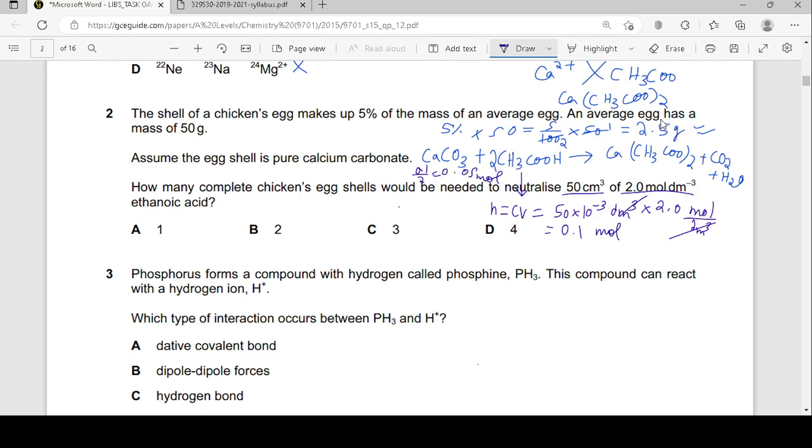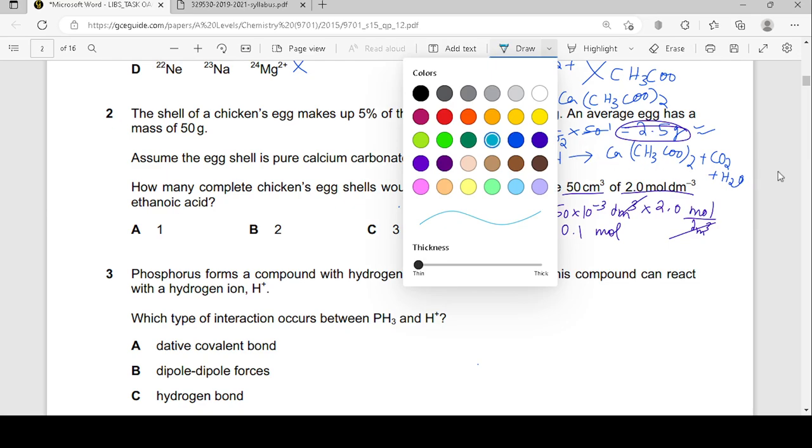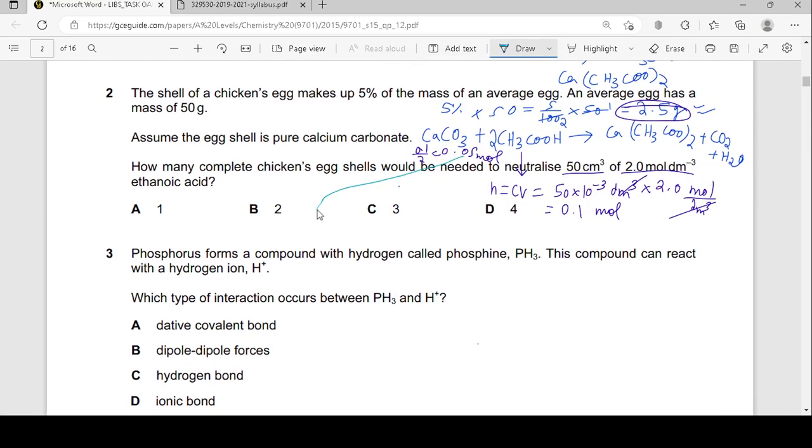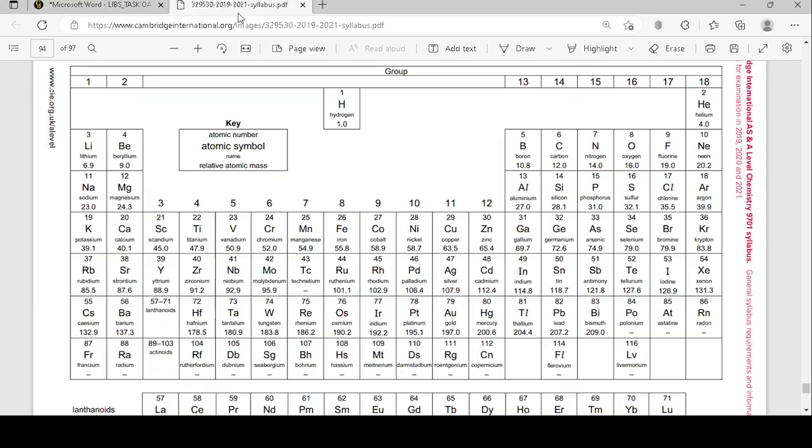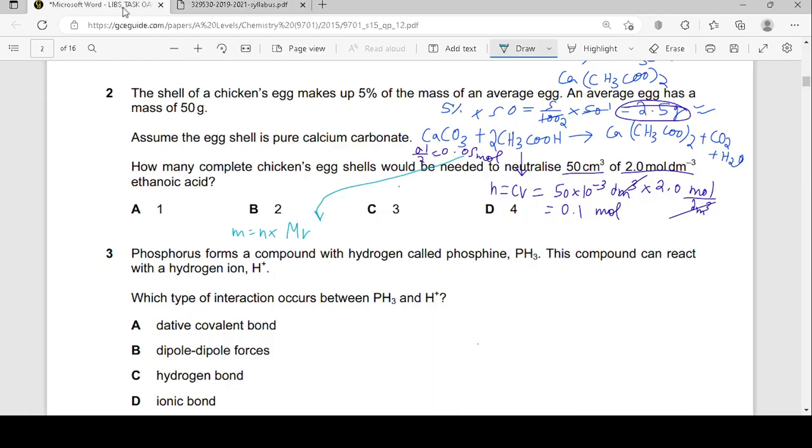Now, since we found the mass of an average egg, what we can do is either convert this 2.5 grams to moles, or you can convert the 0.05 moles to grams. Okay, so what I'm going to do is I'll convert the 0.05 moles to grams. So then that becomes m equals n times Mr. Now, if I find out the Mr of calcium carbonate, Ca, calcium, is 40.1. So 40.1 plus carbon is 12 plus oxygen 16 times 3.